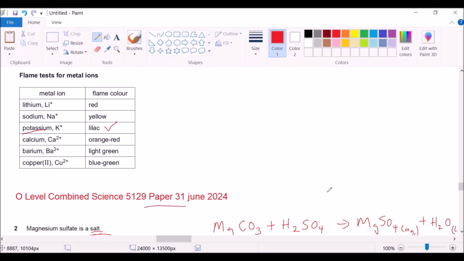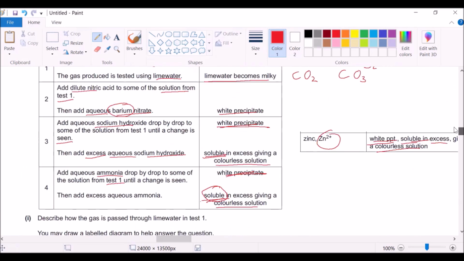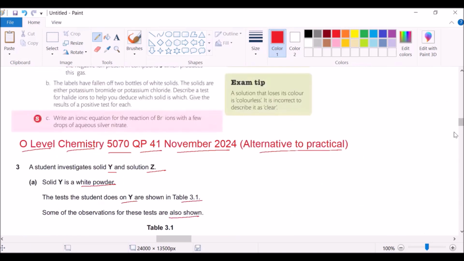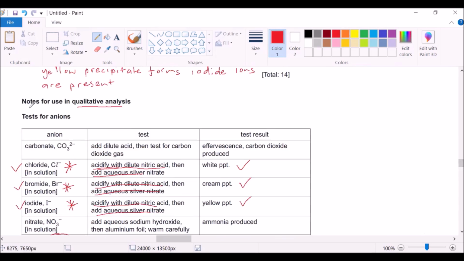We have covered paper 3 for combined science and alternative to practical for pure chemistry, and we have used the notes for use in qualitative analysis at the back of our examination paper.